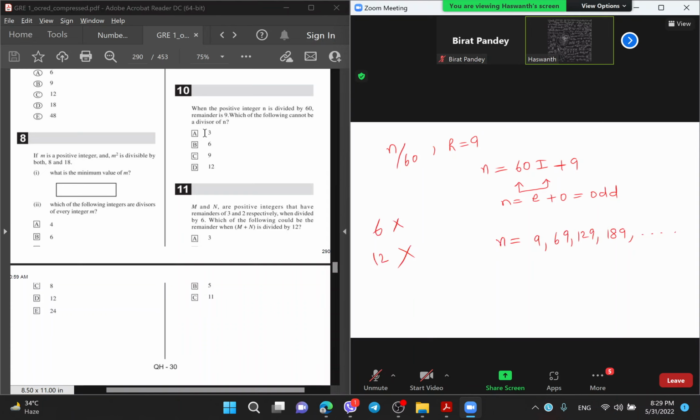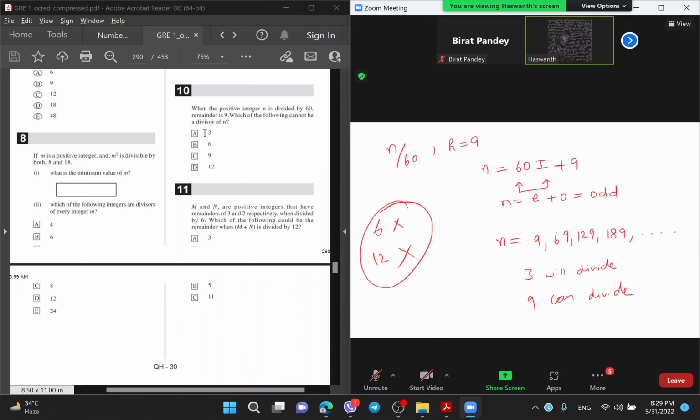All we can say is it is in the form of 60 into some integer plus 9. And if you take these numbers in the form of 60 into some integer plus 9, some are divisible by 9, some are not. So we say 3 will definitely divide, 9 can divide some of the numbers possible for n, whereas 6 and 12 cannot.